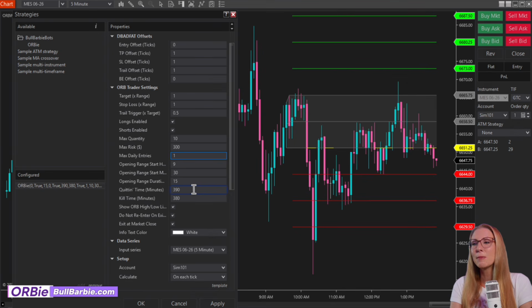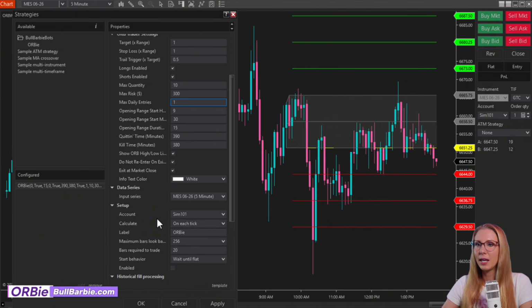And I always recommend with any automation, whether it's mine or anybody else's, test it in paper for a couple weeks. Take her out for drinks first. Don't expect everything all at once. And I swear, it's like Murphy's Law of trading. As soon as I put a bot on real money, it has like a 2-week losing streak. But enough about that. I want to explain what the quitting time and the kill time are down here.